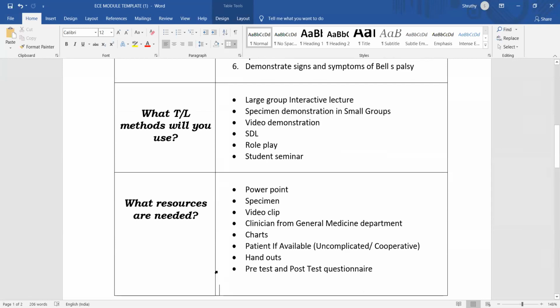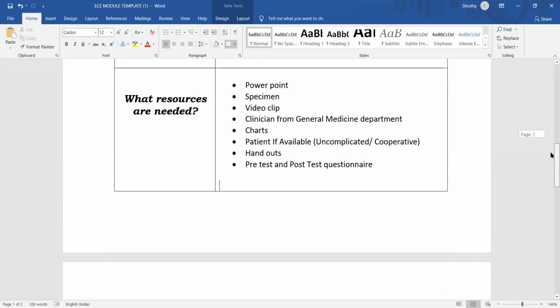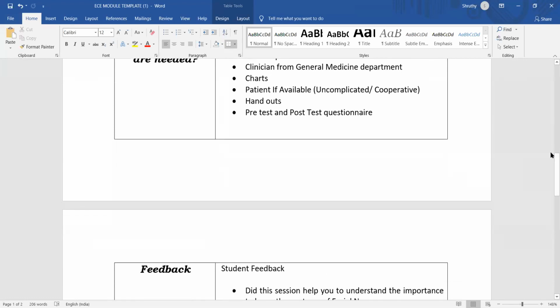The resources needed for the session: a PowerPoint is obviously the mandate, and we could provide the students with a specimen video clip. We can bring in a clinician from the general medicine department to elaborate on this scenario, with charts and patients if available, that is if there is no complication and if you have a cooperative patient who is willing to come, well and good. We can give the students a handout prior to the session, and probably we'll have to prepare a pre-test and post-test questionnaire.